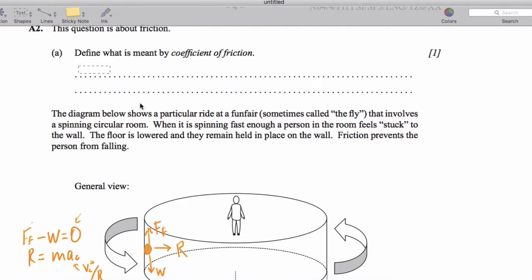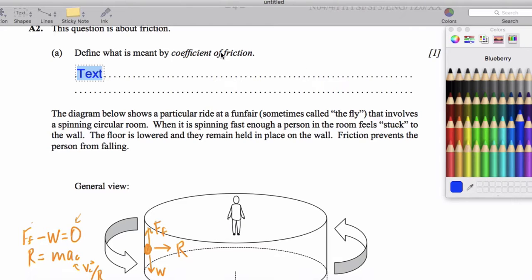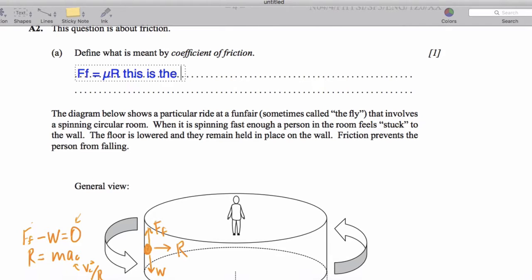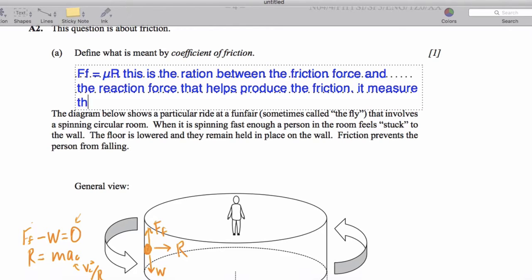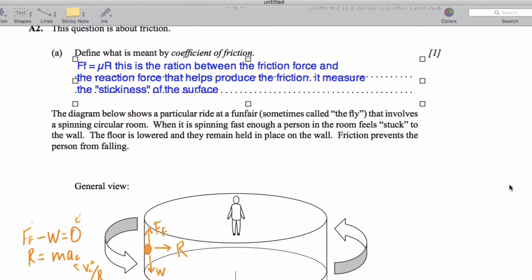All right, so we're going to go ahead now, and we're going to define the coefficient of friction. And what we'll start with is the IB formula. F, the force of friction, is mu times the reaction force. And just to be clear, mu is the ratio between the friction force and the reaction force that helps produce the friction. It measures the stickiness of the surface. Okay, that's how I'd want to say this.